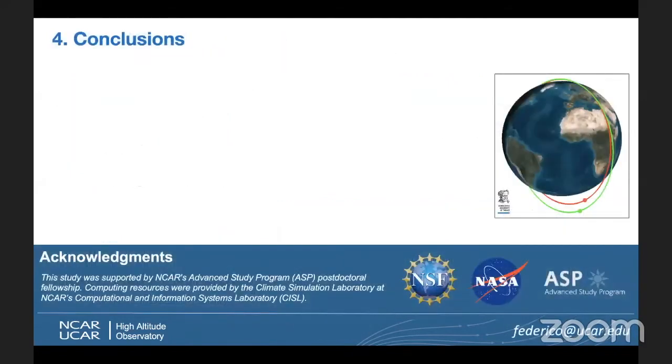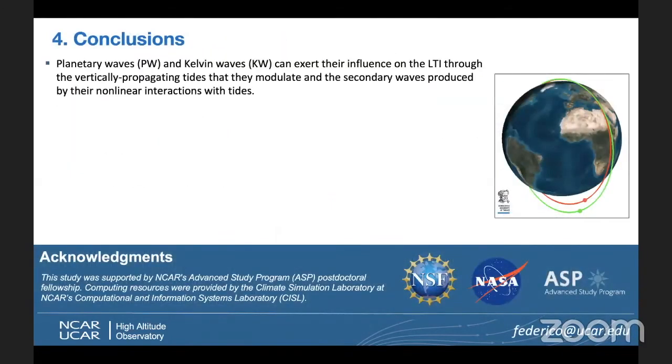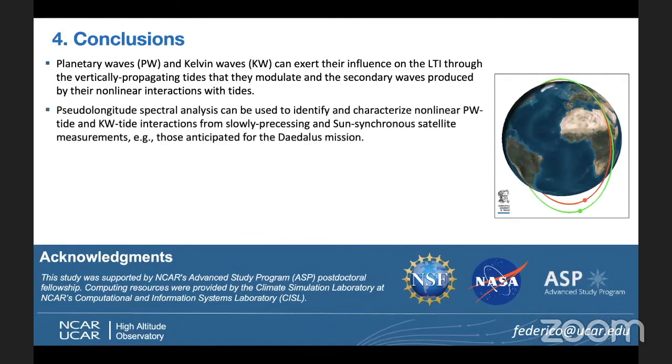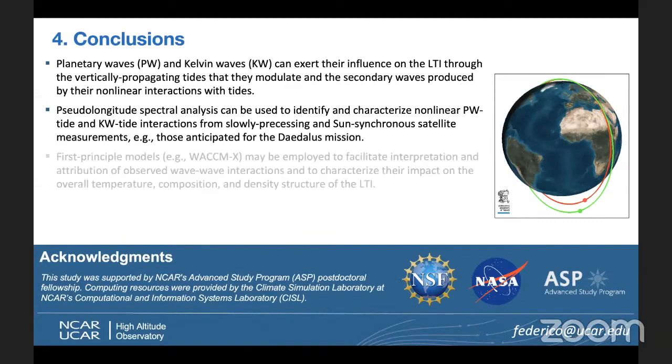And so to conclude, planetary waves and Kelvin waves can exert influence on the LTI through vertically propagating tides that are being modulated. And secondary waves are produced by the nonlinear interactions that are propagating as independent waves. Pseudo-longitude spectral analysis can be used to identify and characterize nonlinear planetary wave-tide and Kelvin wave-tide interactions from slowly precessing and synchronous satellite measurements, such as those anticipated for the Daedalus mission.